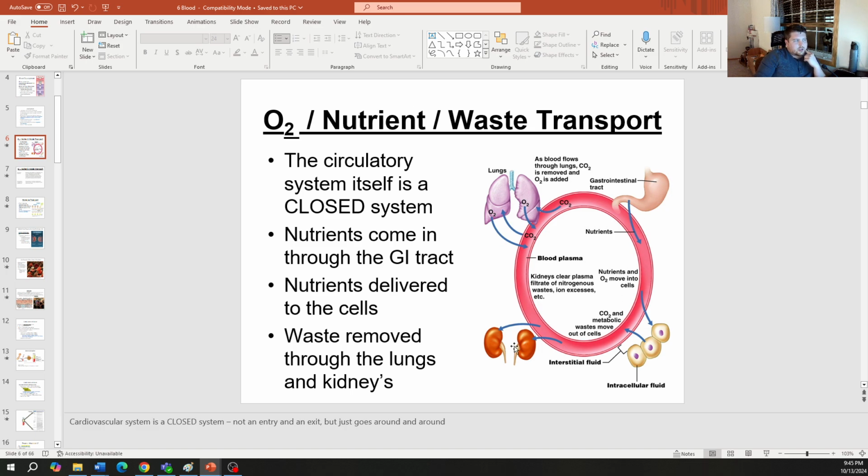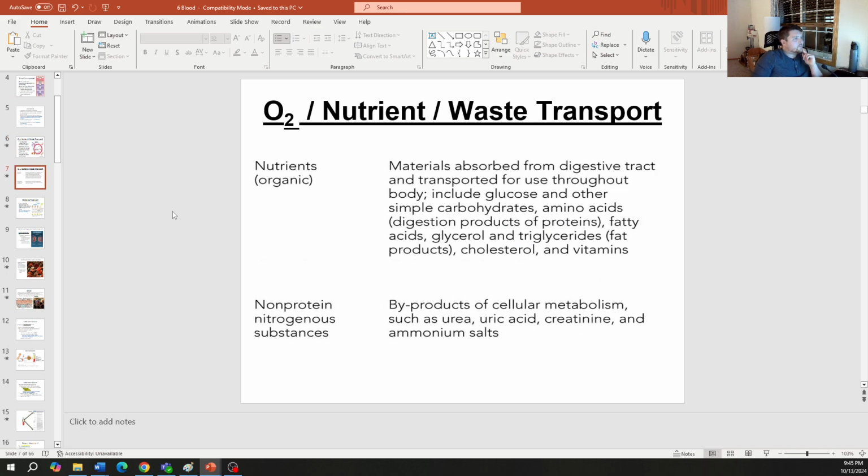So the good thing to note and understand is that this whole system is closed. Obviously, we don't have blood leaking out or coming in from anywhere else. It's all closed. The nutrients come in through the GI tract. The nutrients are delivered to the cells. Waste is removed through the lungs and through the kidneys, and it just continues to go around and around and around. Oxygen comes in through the lungs, and we continue this whole cycle. Okay, it's a circulatory closed cycle, or closed system. We'll talk about this a little bit more later.